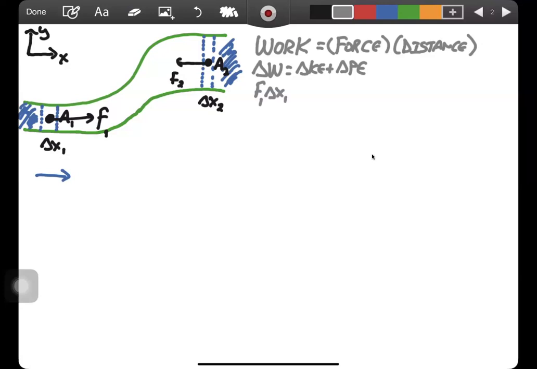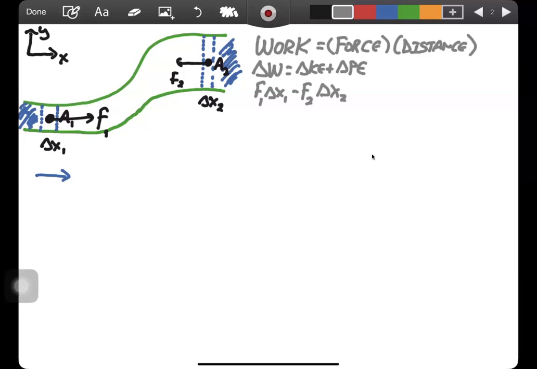And so we could say F1 delta X1 is the work being done by the fluid to the left of the fluid we're tracking. Now, do you see how F2 points in the opposite direction? That's because we're talking about now the fluid to the right of the fluid we're tracking. It presses in the opposite direction. So if the force by the fluid off to the right is opposite the direction the fluid is flowing, it's actually doing negative work. And that's why I'm going to have a negative sign here. And I'm going to say minus F2 delta X2.